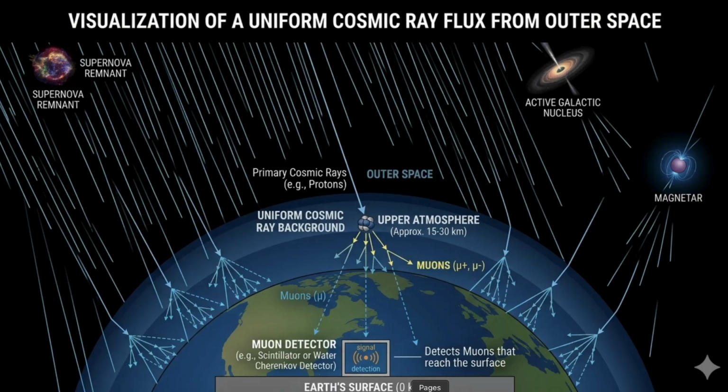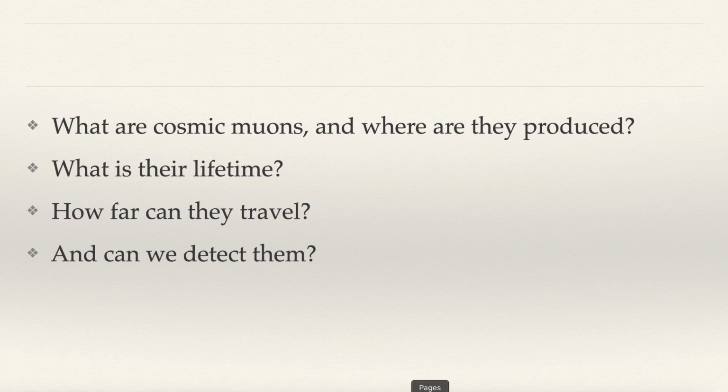We will understand this in this video, and this is a very basic question asked in many PhD interviews, and this simple experimental observation will help us to understand the concepts of length contraction and time dilation. To understand this, we will need some basic idea about what cosmic muons are, where they are produced, what their lifetime is, how far they can travel, and how we detect them when they reach the detector.